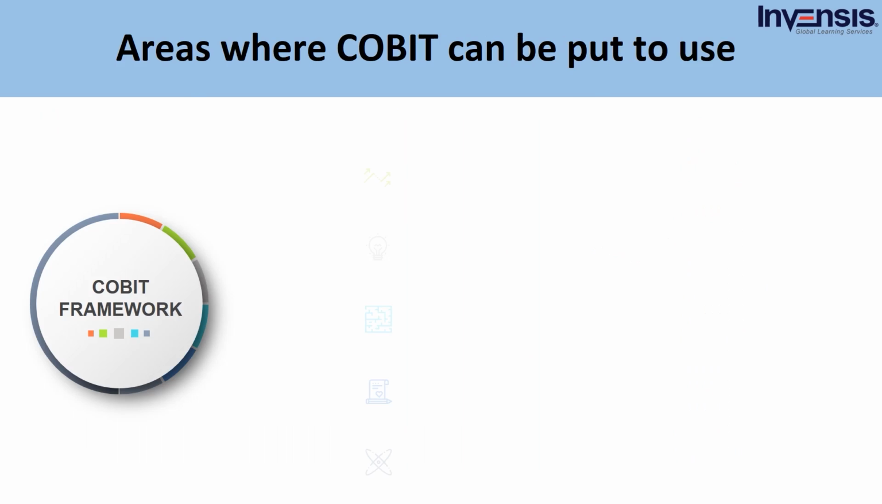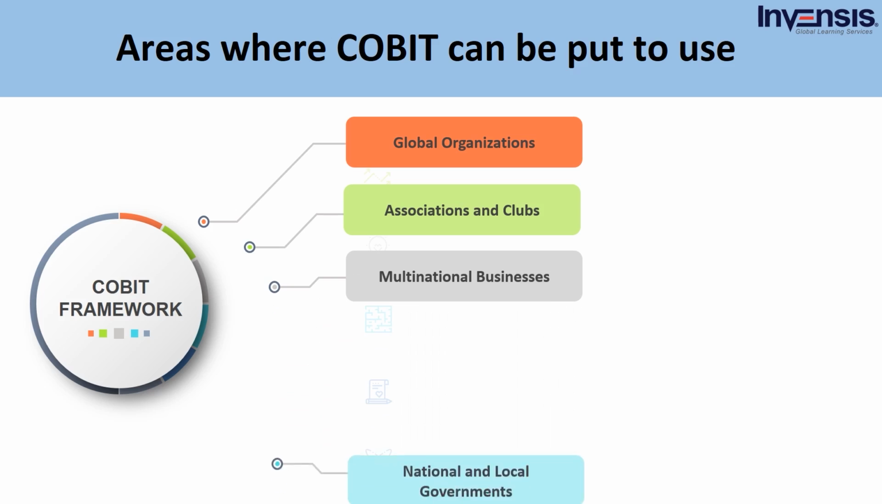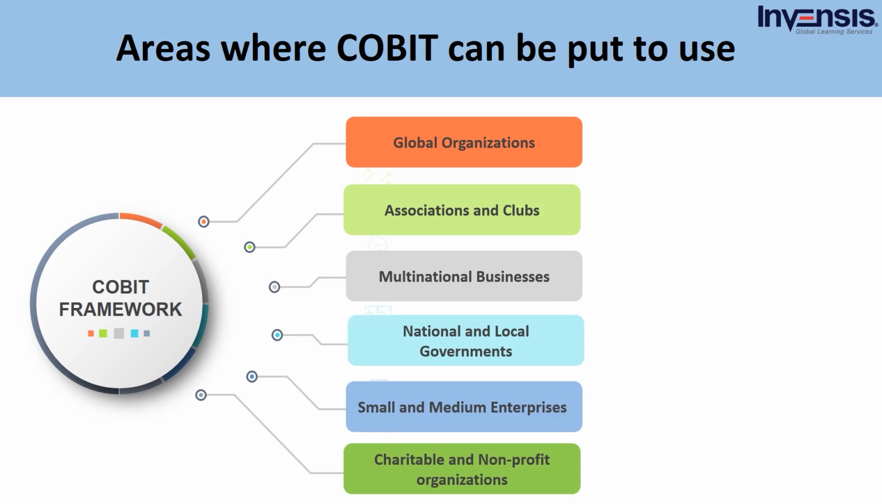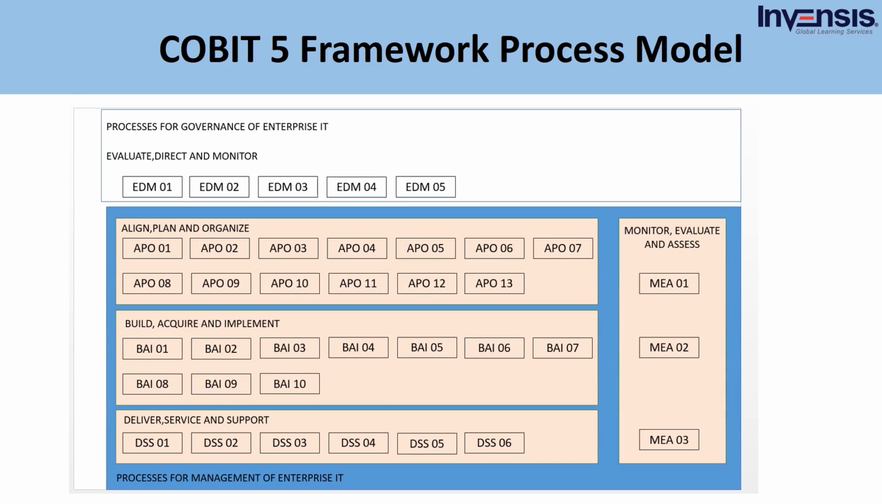Areas where COBIT can be put to use: global organizations, associations and clubs, multinational businesses, national and local governments, small and medium enterprises, charitable and non-profit organizations. We are now going to discuss the COBIT 5 framework process model. This process model acts as an architectural model for the COBIT 5 framework.